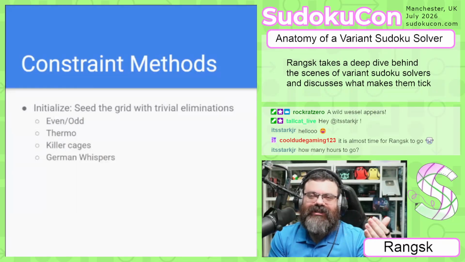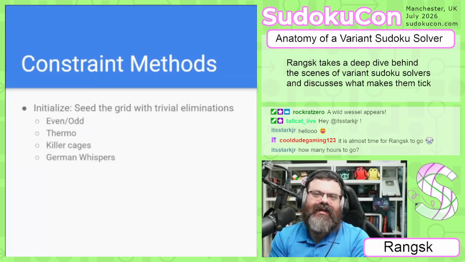First, it has an initialization that just happens once when the constraint is added to the grid. And that's just going to seed the grid with what I call trivial eliminations. What do I mean by that?